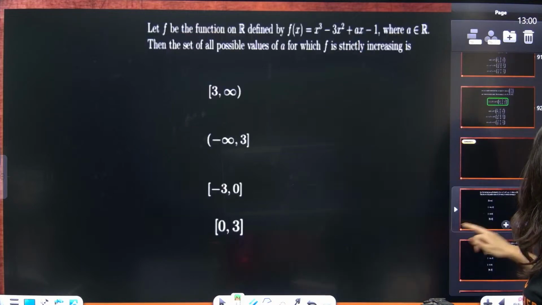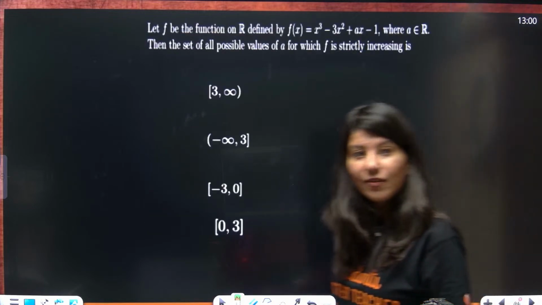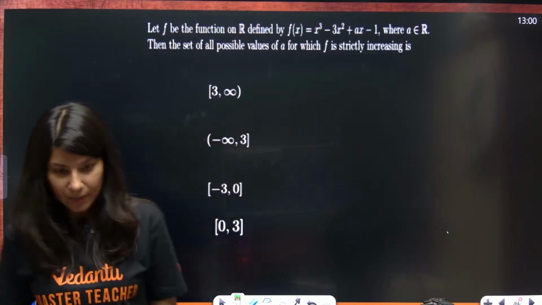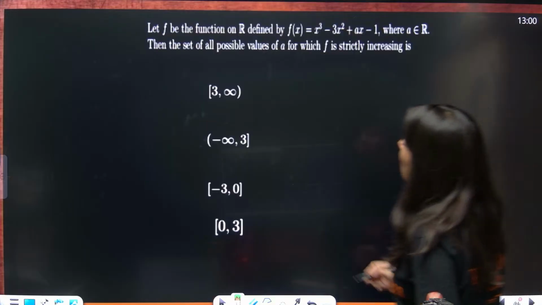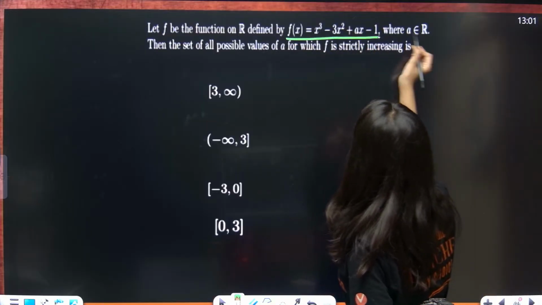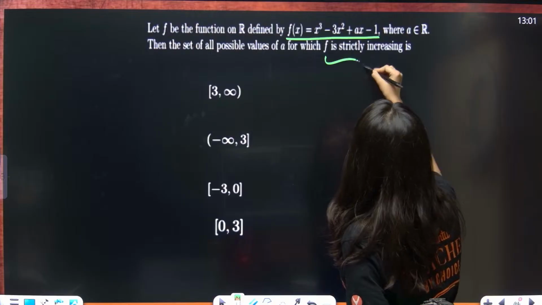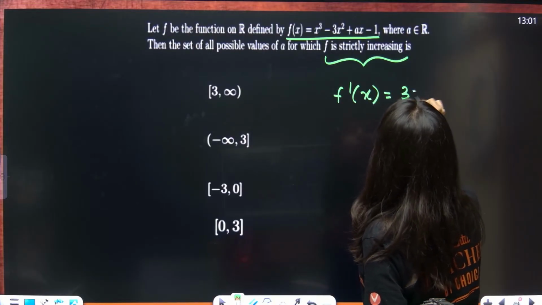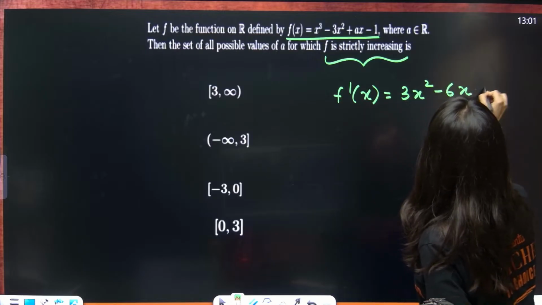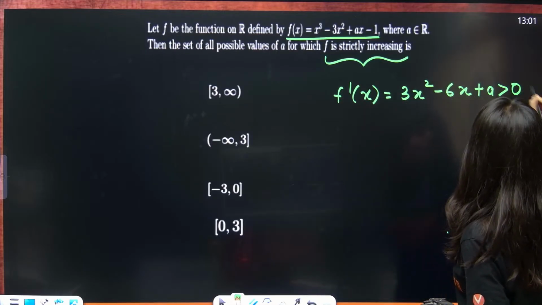Yes, getting it. Now the next question on your screen from the quadratic equations. From quadratic equations. Let f be the function on R defined by. So this is your function. Now f is strictly increasing. So f dash x is equals to 3x square minus 6x plus a should always be positive.